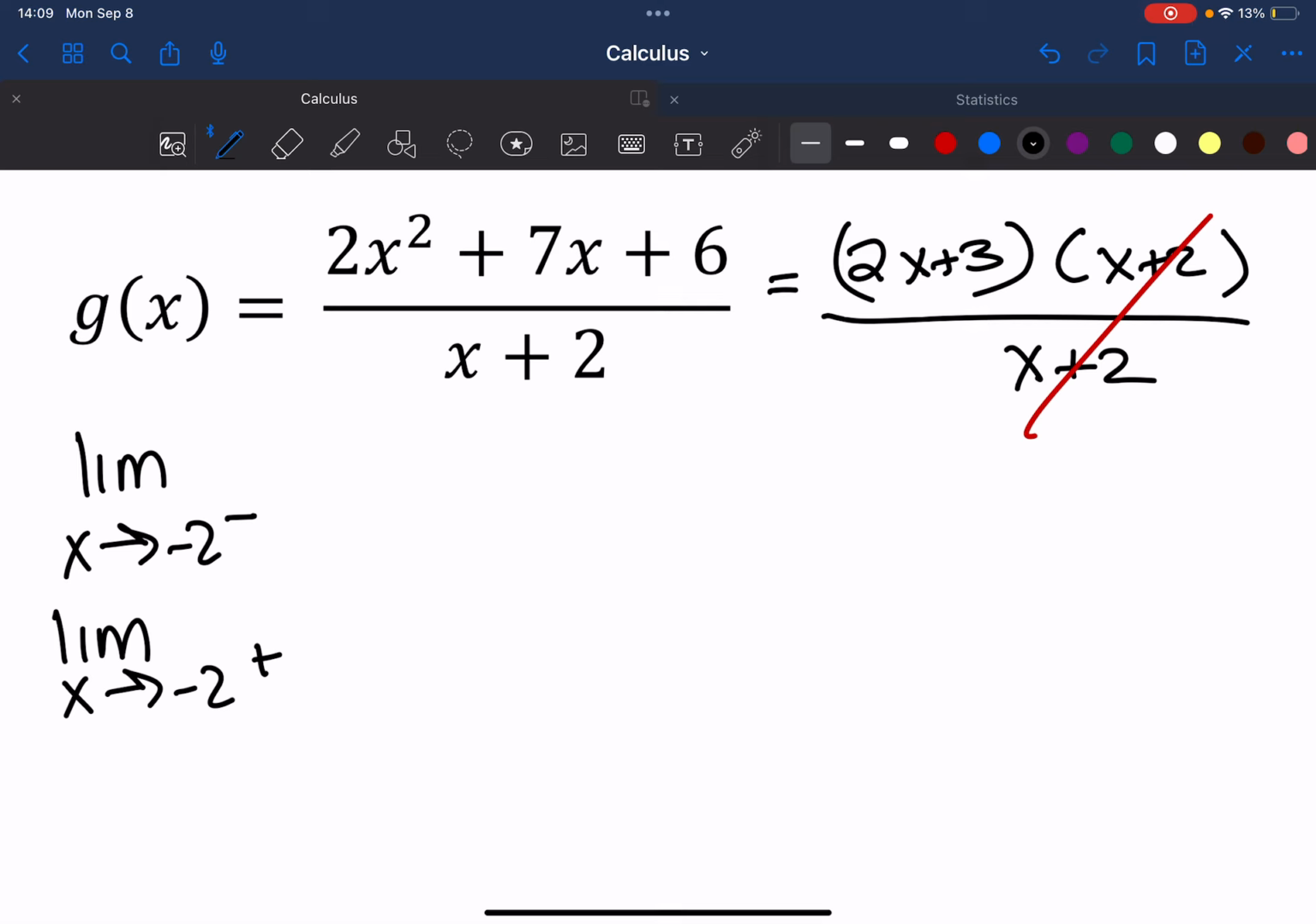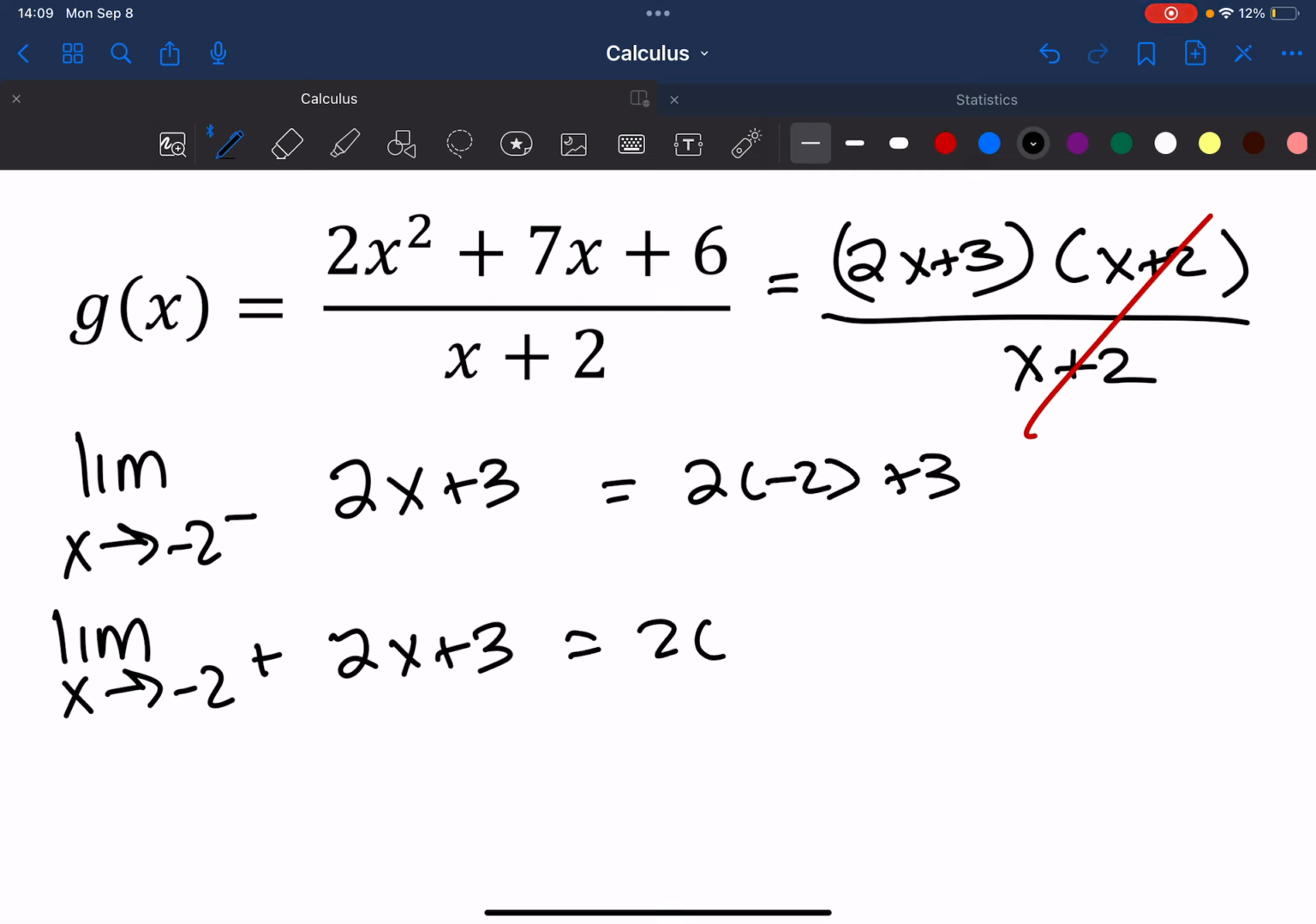Okay. Well, here I have 2x plus 3. So I'm just going to plug in -2 into both. So 2 times -2 plus 3, which gives me -4 plus 3, which is -1. Okay, which means my limit exists as x approaches -2.